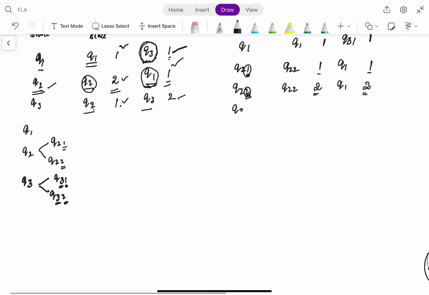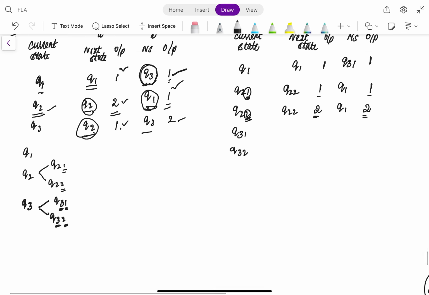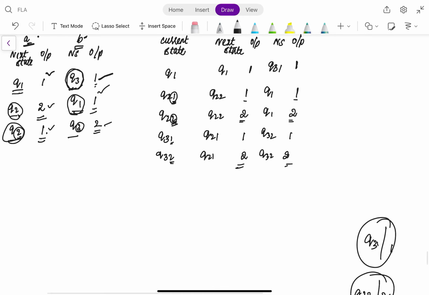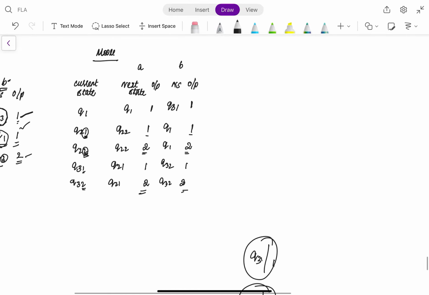Then comes the Q31 and Q32 states. Q3 on A goes to Q2. You write the outputs first: Q31's output is 1, Q32's output is 2. Q3 on A goes to Q2 and the output is 1. Q3 on B goes to Q3 and the output is 2. So copy the same state for Q32, but the outputs will be different. With this transition table, I hope you can draw your transition diagram.